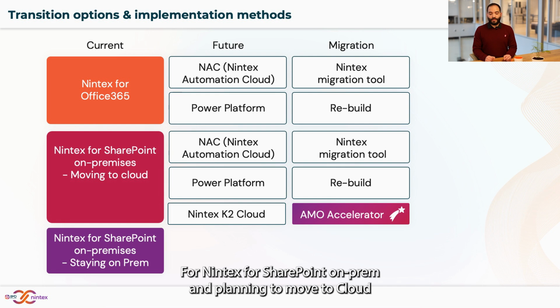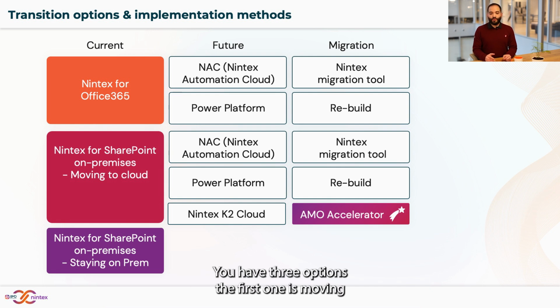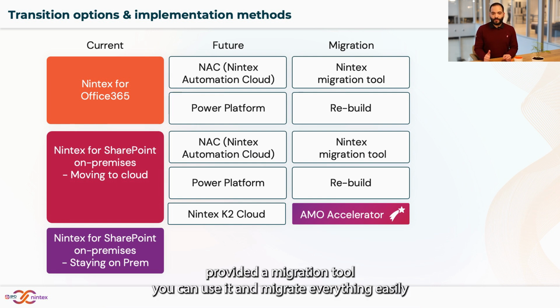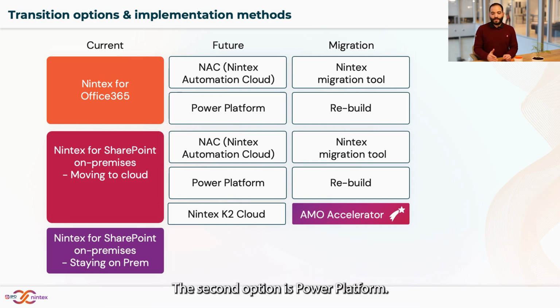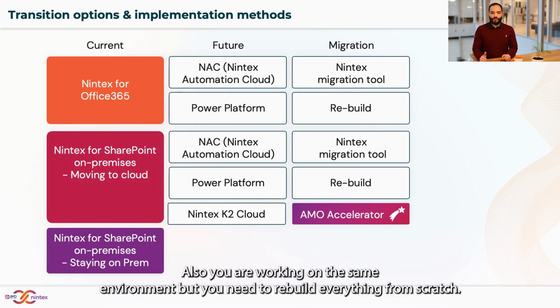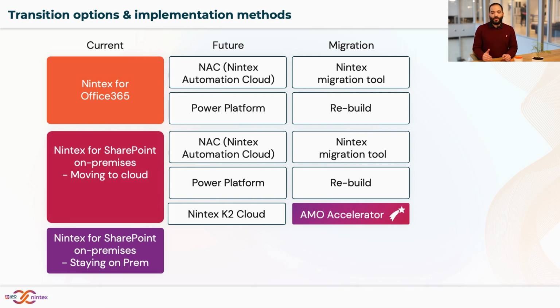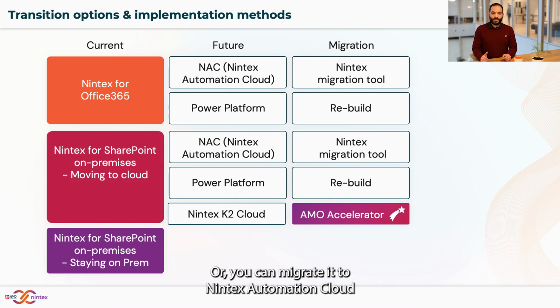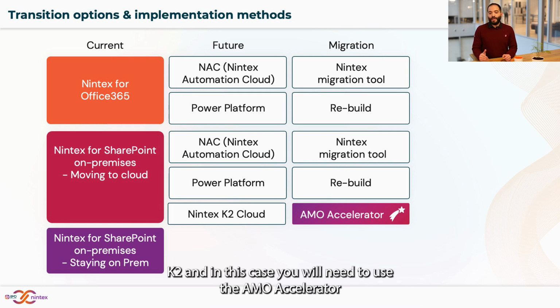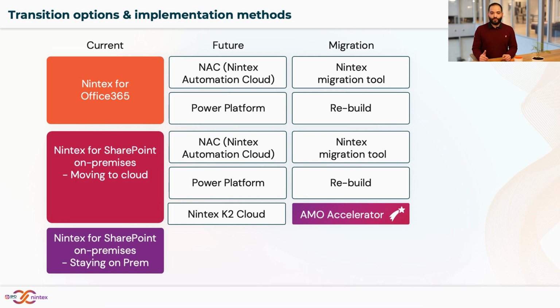For Nintex for SharePoint on-prem and planning to move to cloud, you have three options. The first one is moving your solution to NAC, and with this transition, Nintex provided the migration tool. You can use it and migrate everything easily. The second option is Power Platform. Also, you are working in the same environment, but you need to rebuild everything from scratch. Or you can migrate it to Nintex Automation Cloud K2. And in this case, you will need to use the AMO Accelerator, which we'll talk about later.